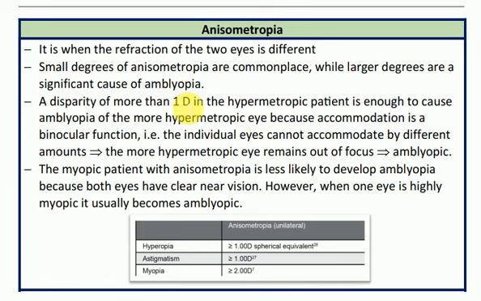More than one diopter disparity in the hypermetropic patient is enough to cause amblyopia of the more hypermetropic eye. Why? Because accommodation is a binocular function, so the individual eyes cannot accommodate by different amounts. So the more hypermetropic eye will remain out of focus and become amblyopic. The myopic patient with anisometropia is less likely to develop amblyopia, because both eyes have clear near vision. However, when one eye is highly myopic, it usually becomes amblyopic.